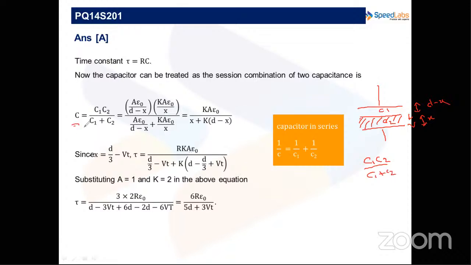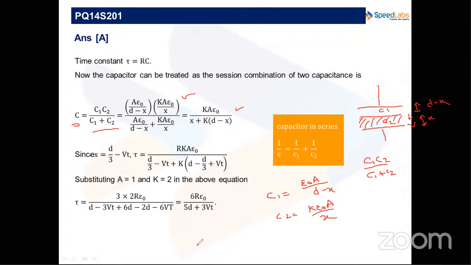So that's what it is, finding equivalent capacitance, and then you put the value of each. Value for C1 is epsilon naught A by d, and d is in this case d minus x, and C2 is K epsilon naught A by d, d is x in this case. Once you put these values and simplify, you get this.